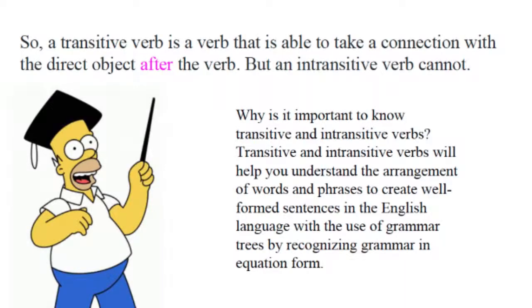So a transitive verb is a verb that is able to make a connection with the direct object after the verb, but an intransitive verb cannot. Why is it important to know transitive and intransitive verbs? Transitive and intransitive verbs will help you understand the arrangement of words and phrases to create well-formed sentences in the English language with the use of grammar trees by recognizing grammar in equation form.